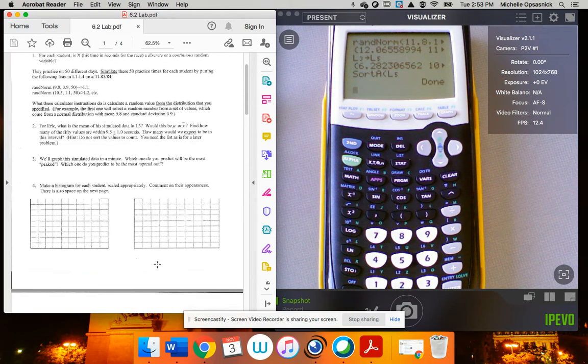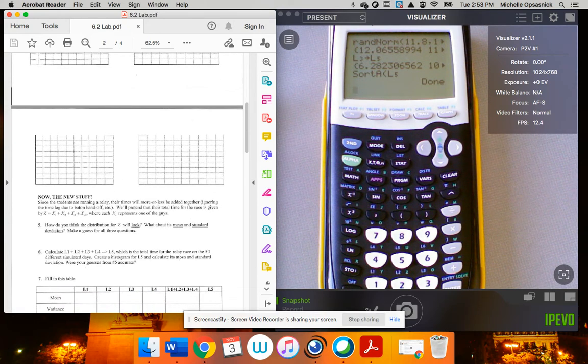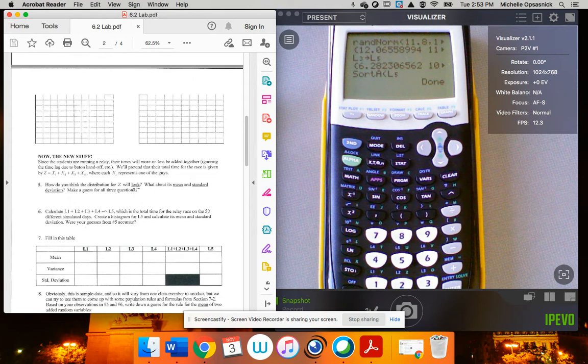You're then going to make graphs for each of those lists and sketch them here. And I would label them for each of the racers. And then we're going to look at the distribution of the whole relay time. So you're going to make some predictions. What do you think that the distribution for the combined racers is going to look like? And what do you think the mean and standard deviation is going to be?